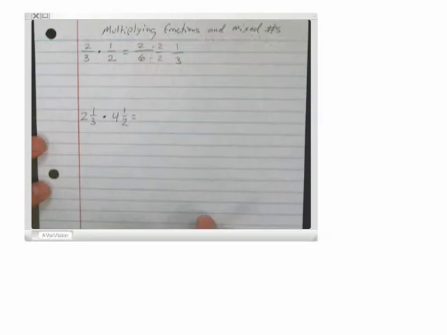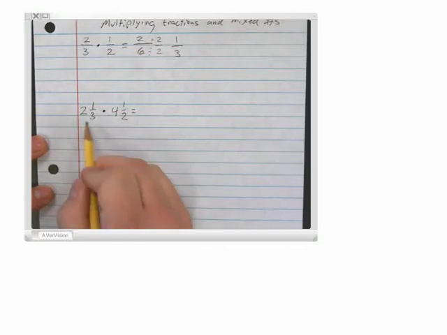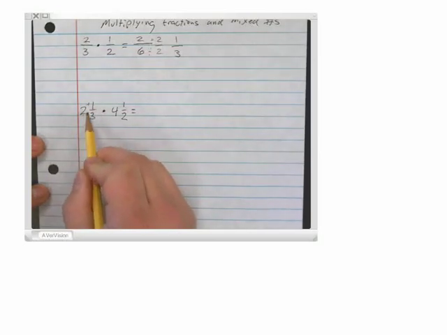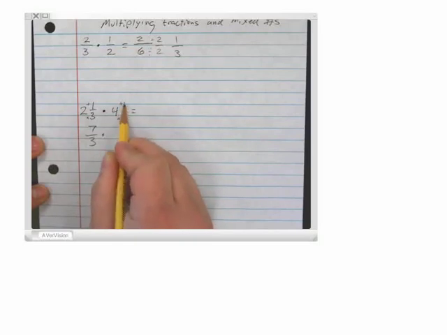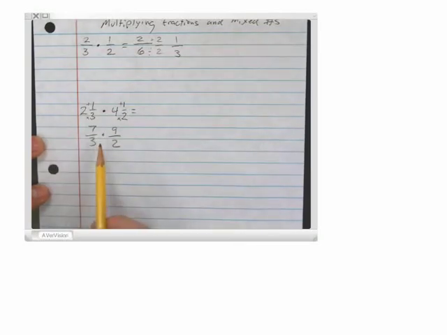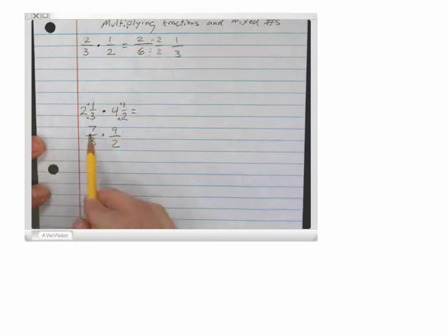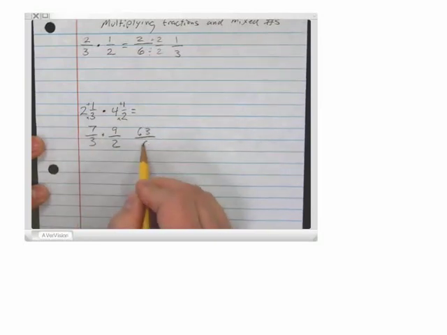When it comes to multiplying mixed numbers, the first thing you have to do is switch it to an improper fraction. And you do that by multiplying the denominator and the whole number. 3 times 2 is 6, and adding the numerator, 6 plus 1 is 7. So you have 7/3. Keep the denominator, times 4 times 2 is 8, plus 1 is 9, halves. And now this looks sort of like it did up here, and you can just go straight across. 7 times 9 is 63, and 3 times 2 is 6.